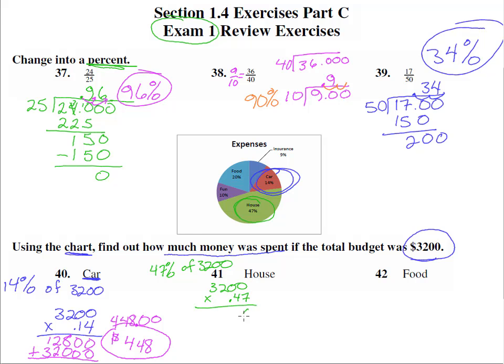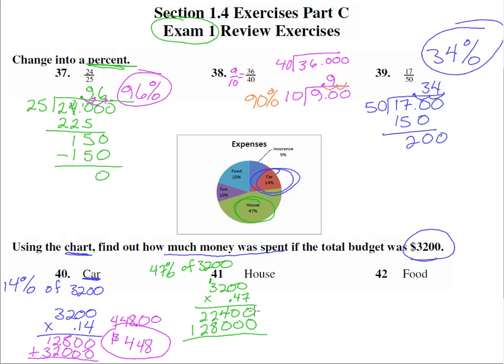Alrighty, 7 times 0 is 0, 7 times 0 is 0, 7 times 2 is 14. Carry the 1. 7 times 3 is 21, plus 1 is 22. Now, with the 4. First we need a preliminary 0 because we've moved one place over. 4 times 0 is 0. 4 times 0 is 0. 4 times 2 is 8. 4 times 3 is 12.